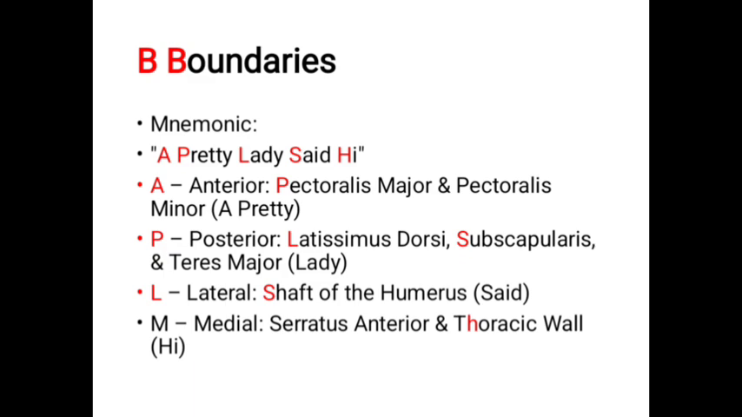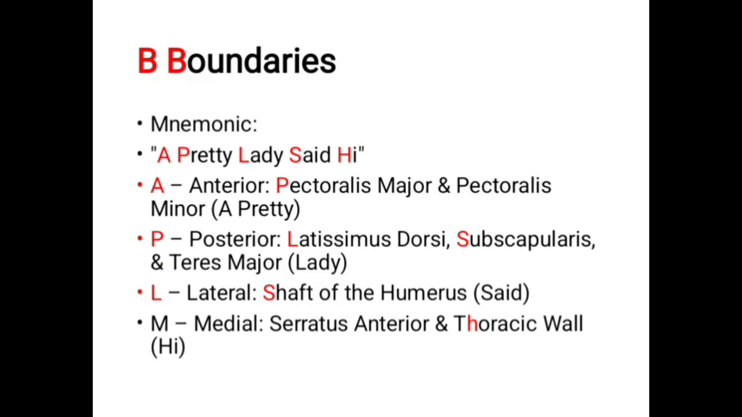For the others, this mnemonic is very important. Please pay attention, because it can help you know what forms the boundary, and also the particular boundary we're talking about. For A, which represents anterior, the next word, P, represents what forms it, which is pectoralis major and pectoralis minor. For P, which represents posterior, the next word represents what forms it, which is latissimus dorsi, subscapularis, and teres major.